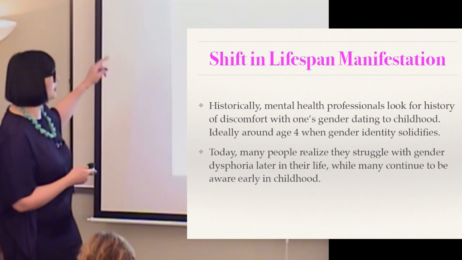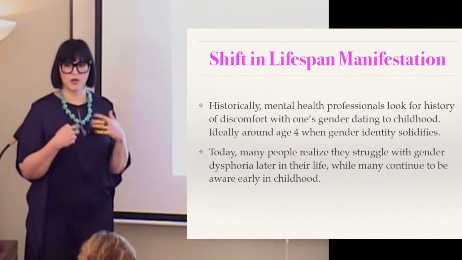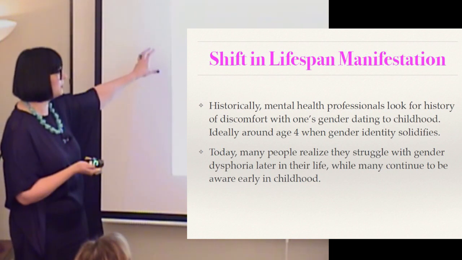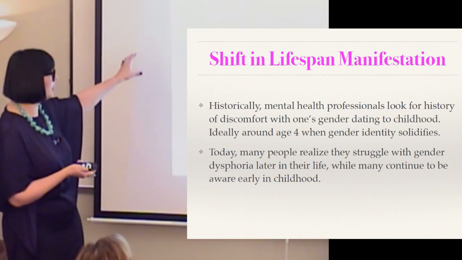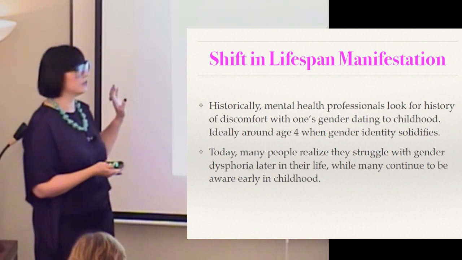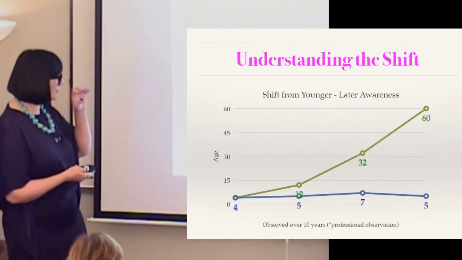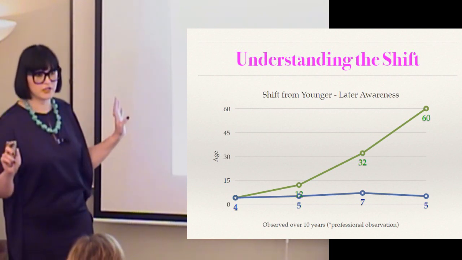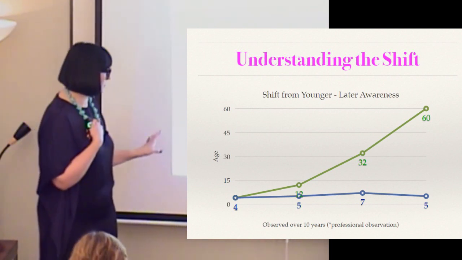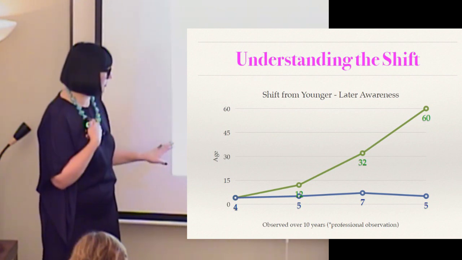We're also seeing the shift not only in narrative, but also in the age of presentation. Again, historically, we've been taught to look for around age 4, but today we need to realize that people are coming out later and later in life. This is something I put together, extremely reductionistic. Don't quote my statistics. This is my observation working with trans people over a long period of time.